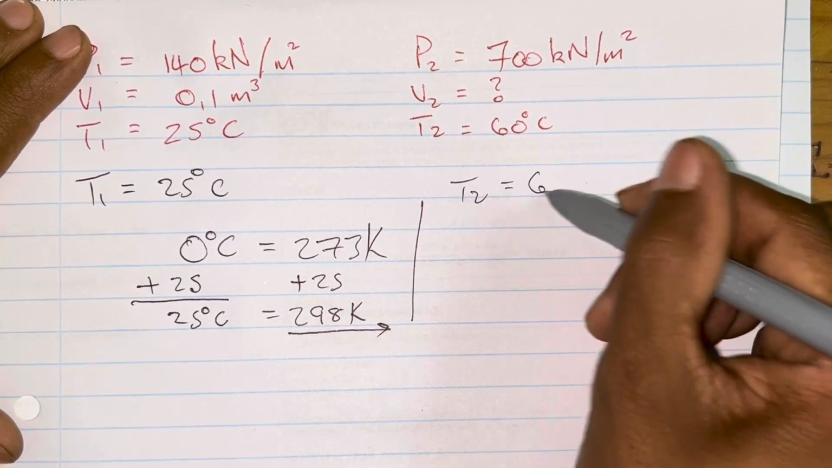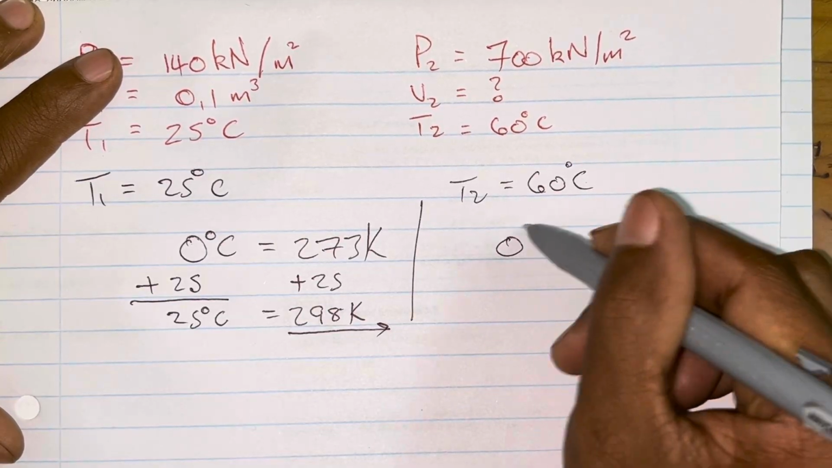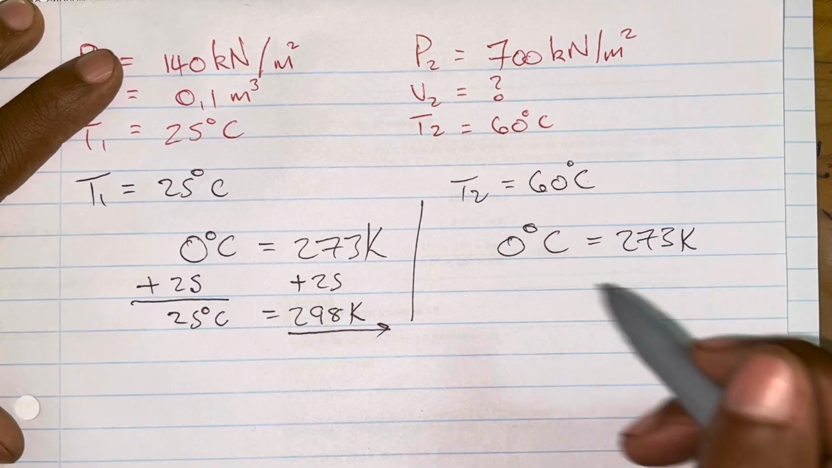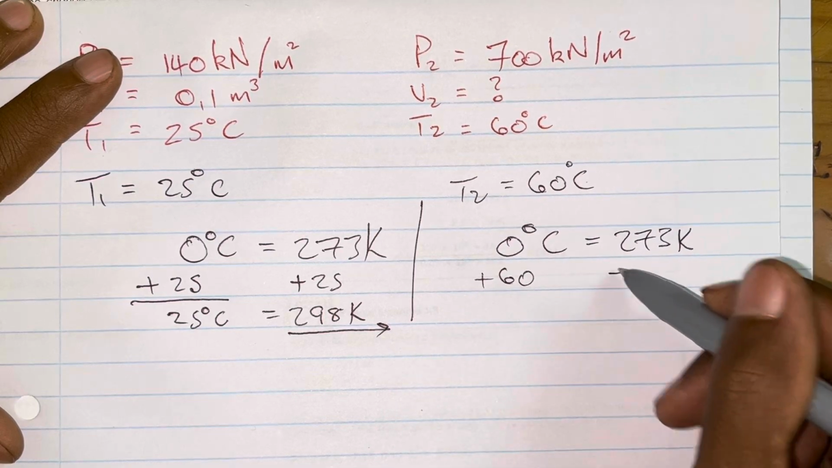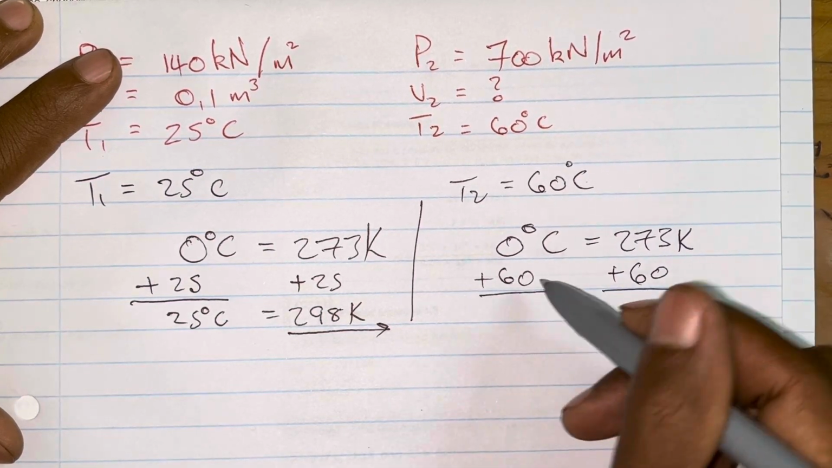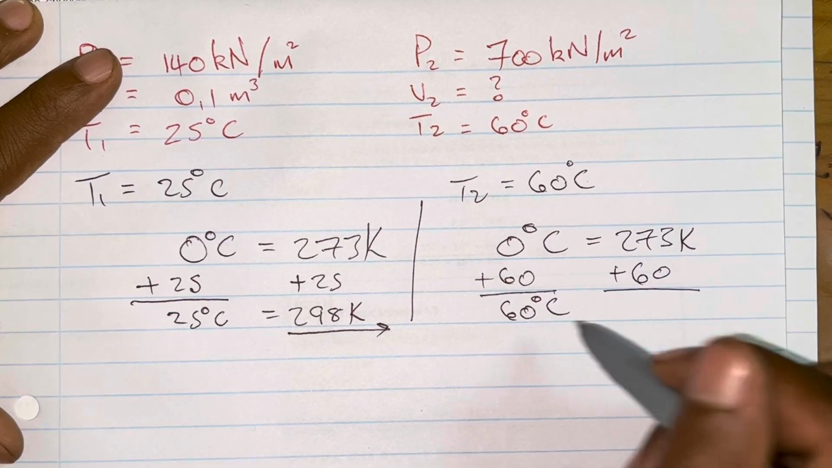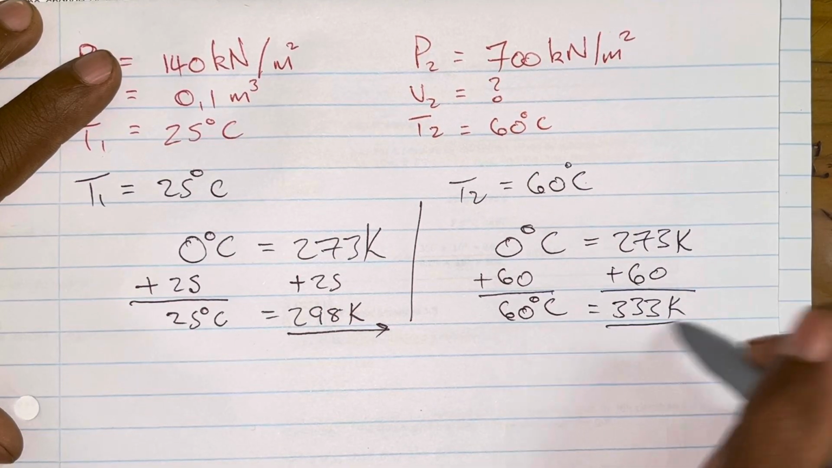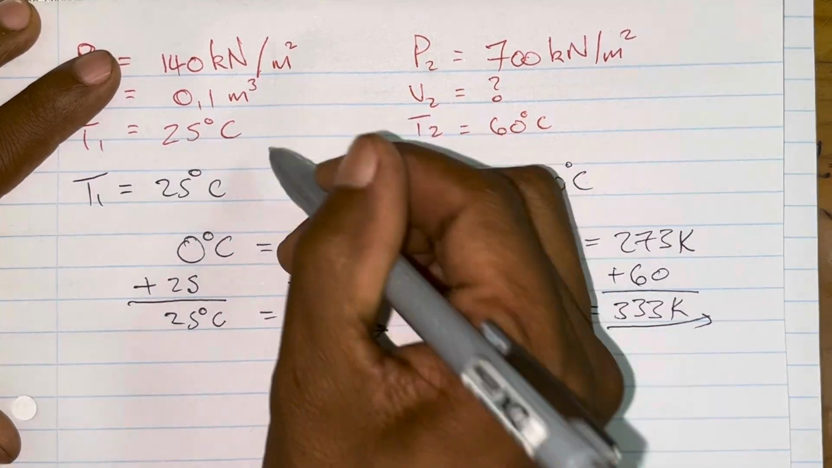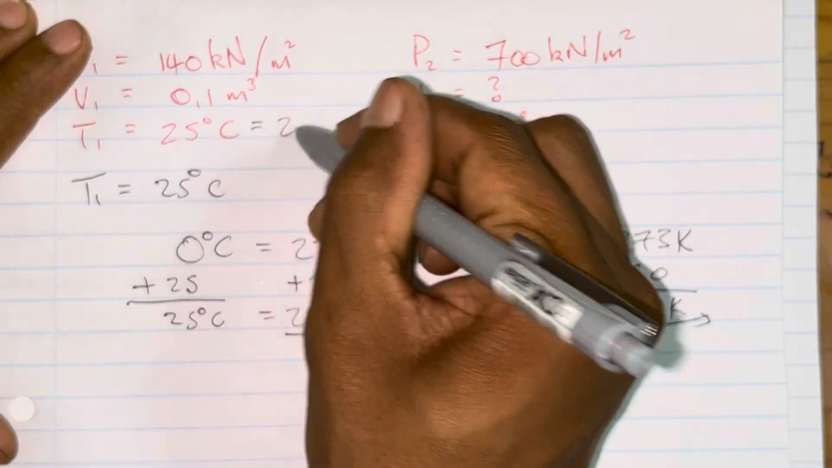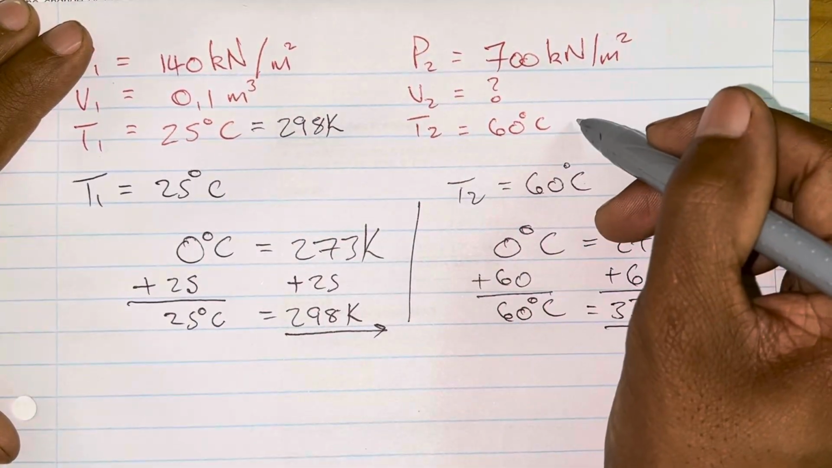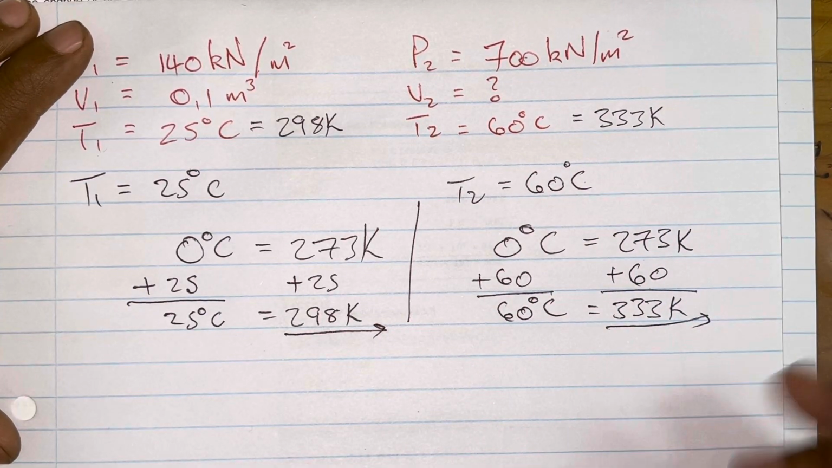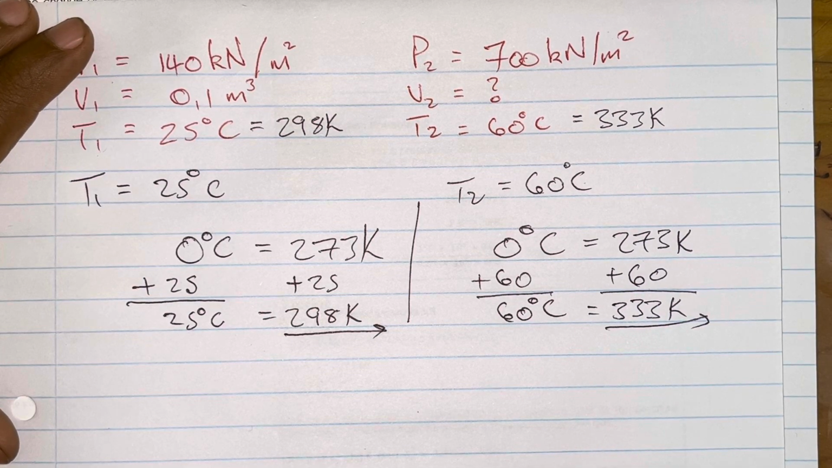Equally so for T2, it is equal to what? 60 degrees Celsius. We start off by saying 0 degrees Celsius is equal to 273 Kelvin. Simply put, we are going to add 60 here, and we are also going to add 60 over there. And then 0 plus 60 equals 60 degrees Celsius, which is what we have. And over here, we are going to have 333 Kelvin, and this is actually the one that we are looking for. So long story short, our 25 degrees Celsius is equal to 298 Kelvin, and our 60 degrees Celsius is equal to 333 Kelvin. What that simply means is now we can proceed.